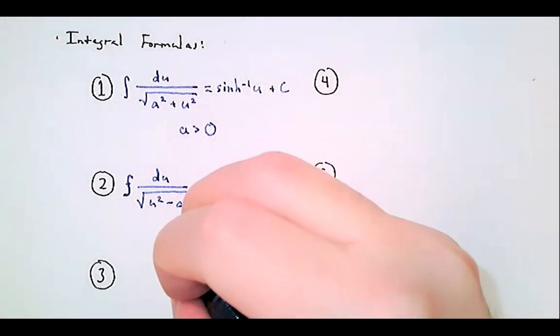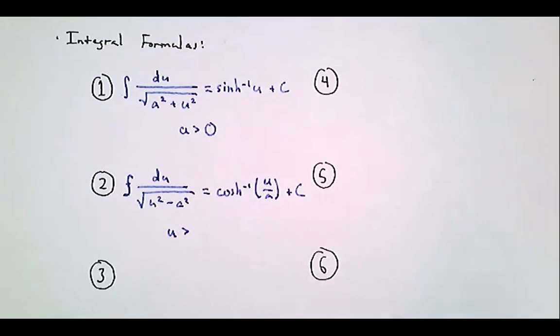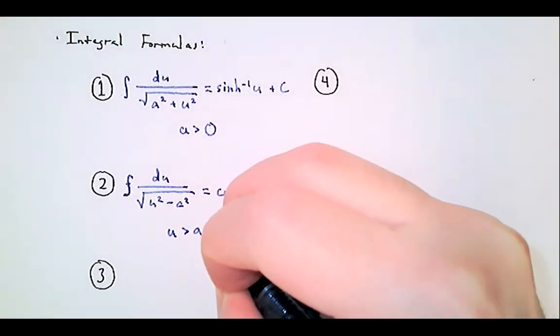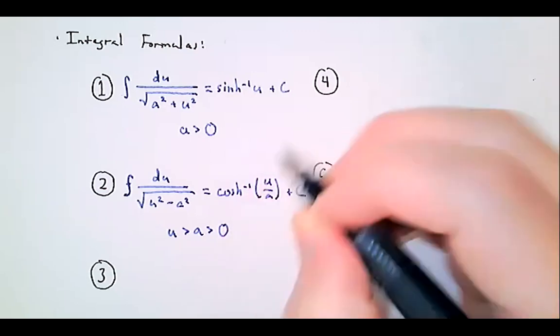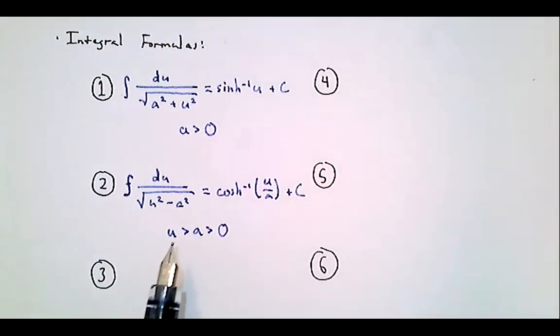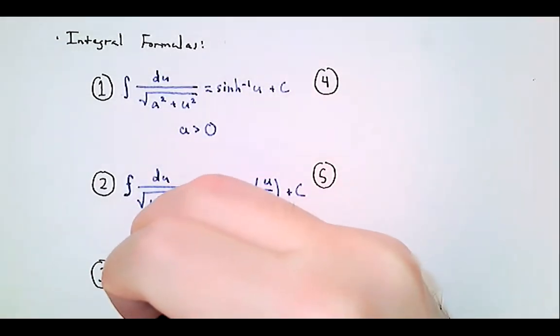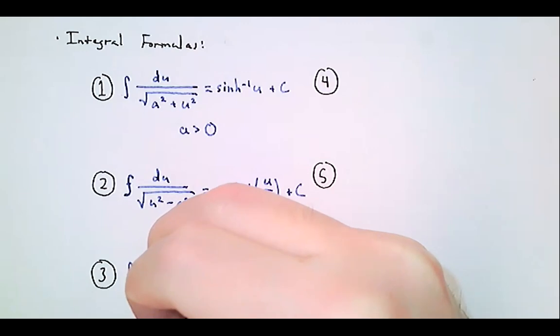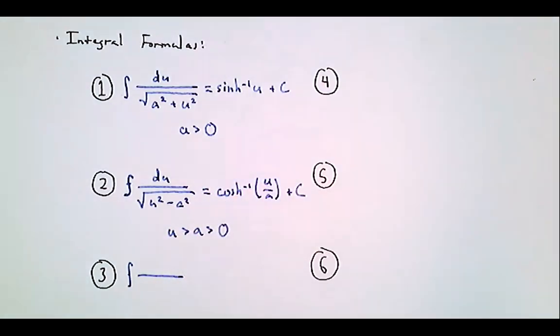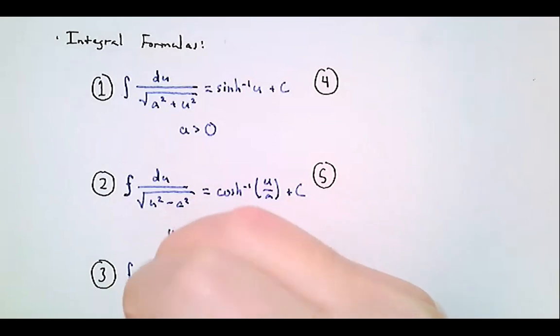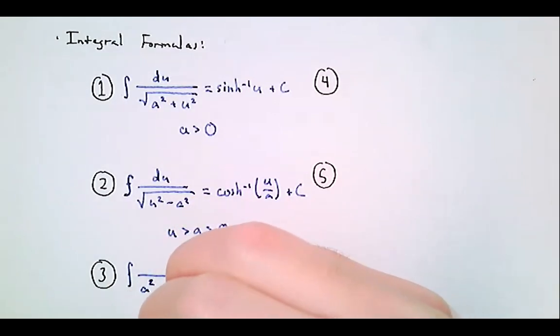And then the detail that I need to include, that most of the time you won't have to worry about, is this inequality. a needs to be positive and u should be bigger than a so that you're not trying to either divide by 0 or take a square root of a negative number. And that's why we have this. The next rule looks a bit like the rule for arc tangent. Remember, we had an a squared plus u squared in the denominator. For this rule, we're going to have an a squared minus u squared.